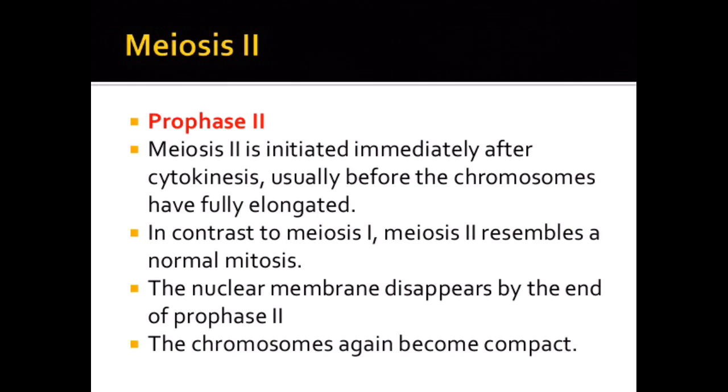Meiosis 2. Prophase 2. Meiosis 2 is initiated immediately after cytokinesis, usually before chromosomes have fully elongated. In contrast to meiosis 1, meiosis 2 resembles normal mitosis. The nuclear membrane disappears by the end of prophase 2. The chromosomes again become compact.